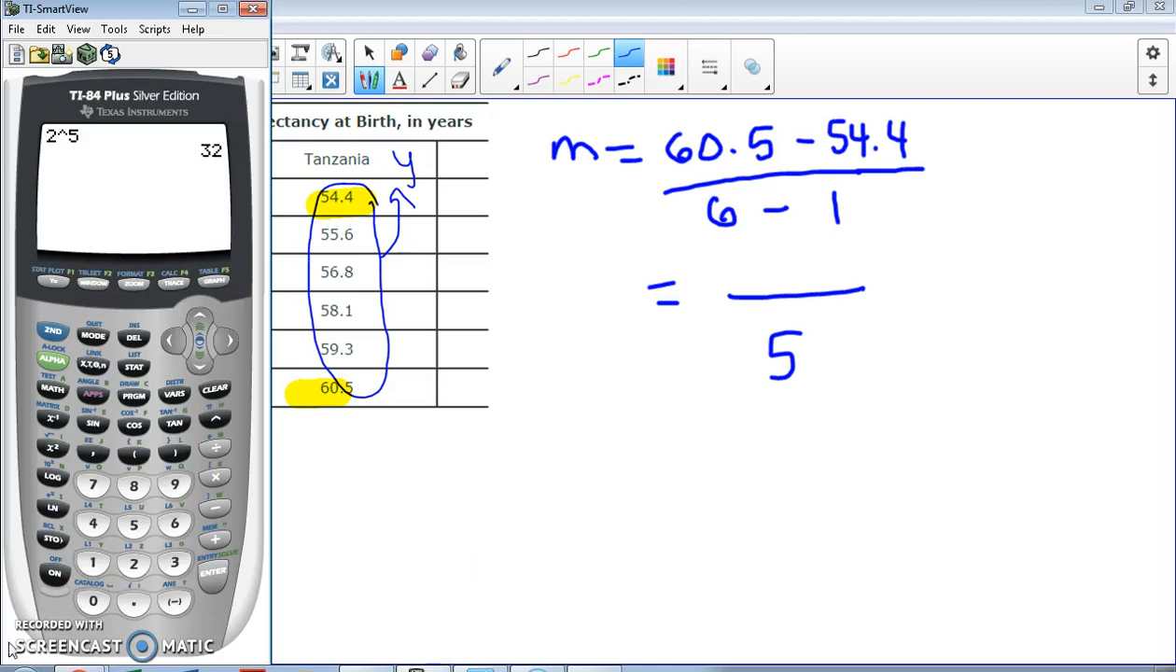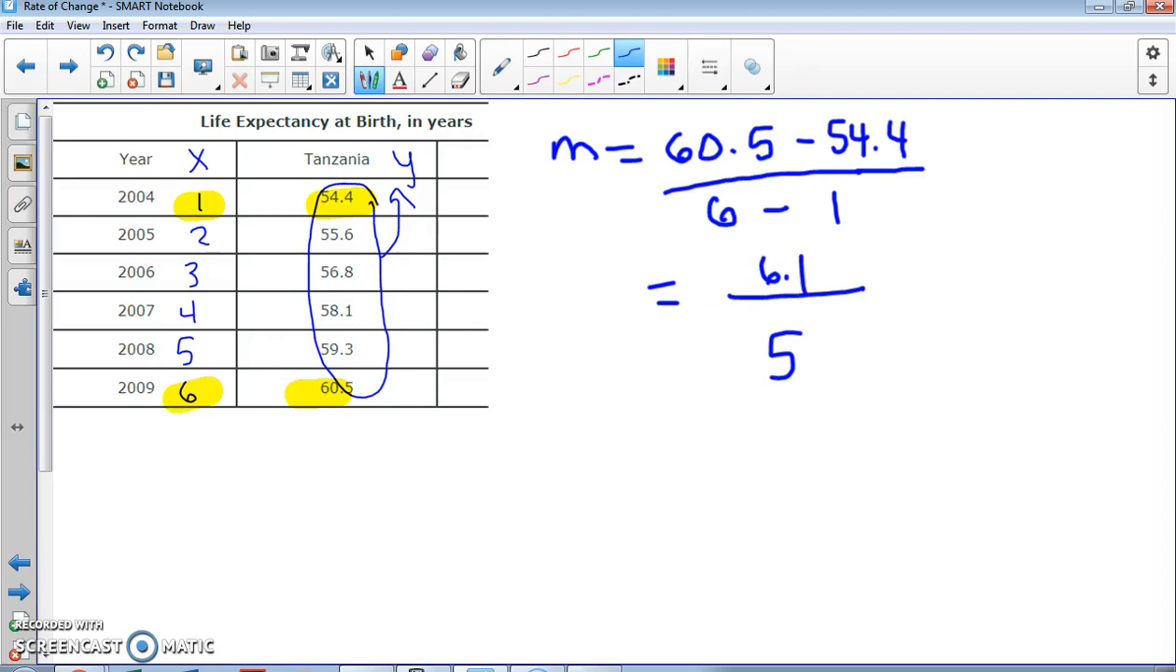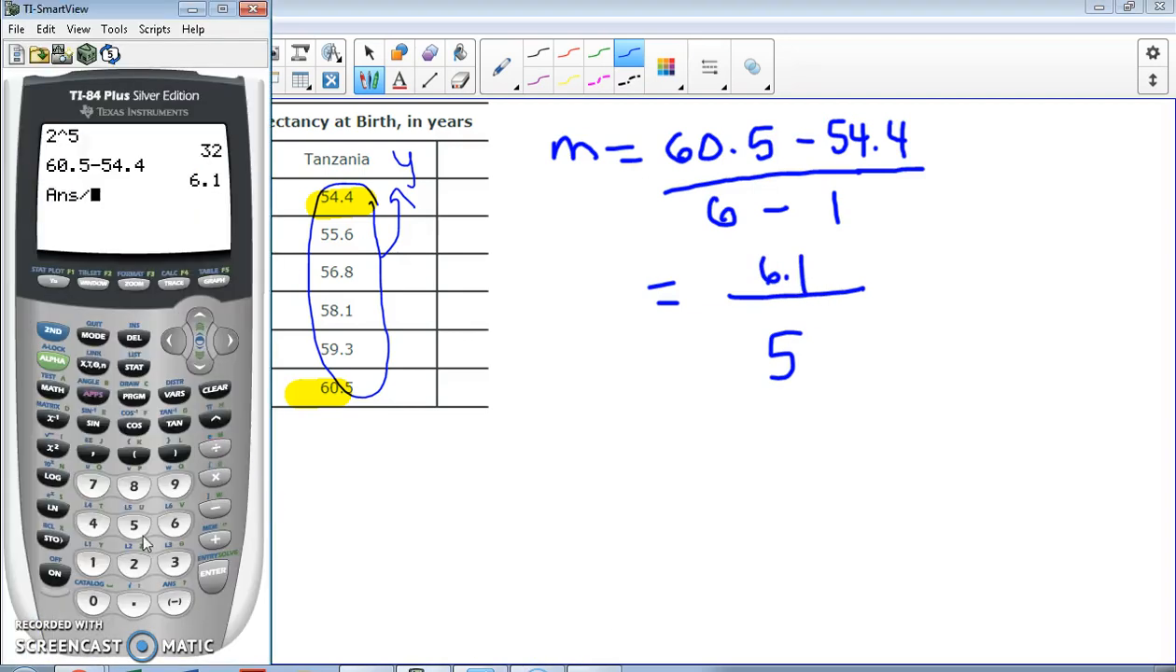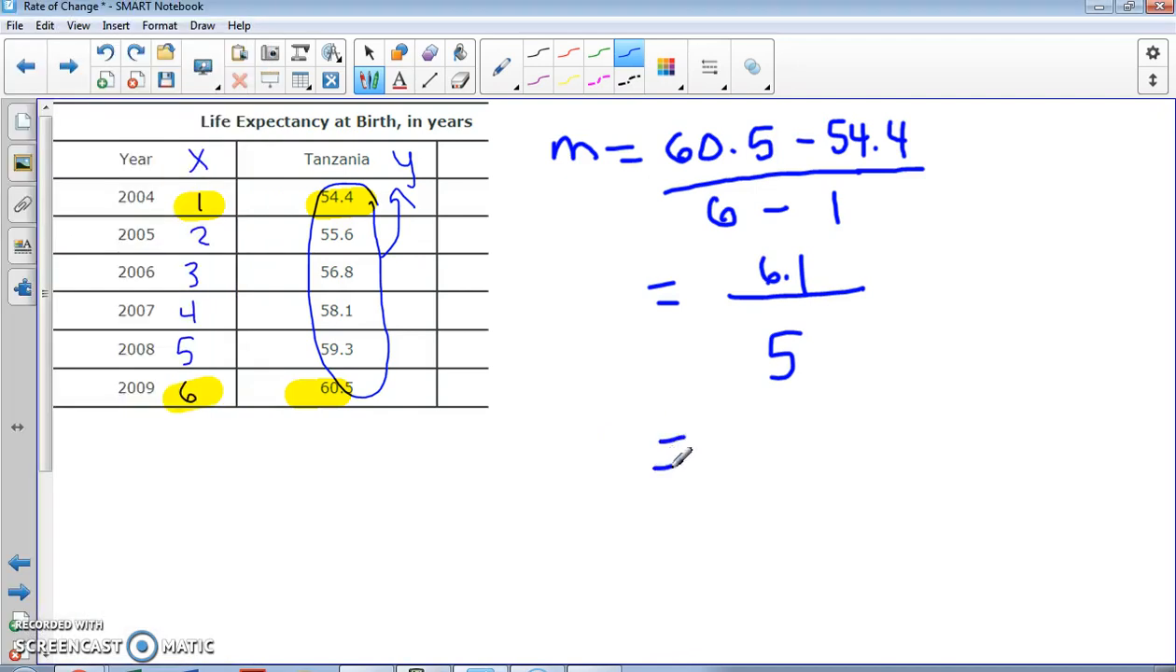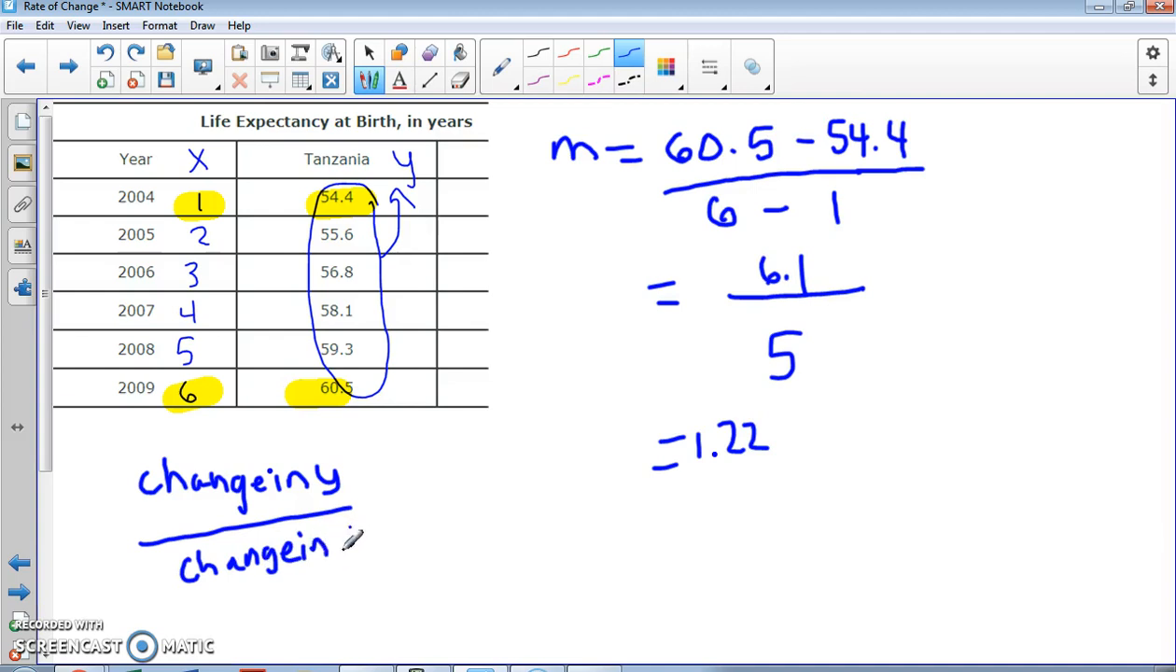I'm going to do 60.5 minus 54.4. We're going to get 6.1, and if I divide that by 5, we're going to get 1.22. So what this is, remember, this is our change in y over change in x. So if we write this out as a fraction, this is what we have.